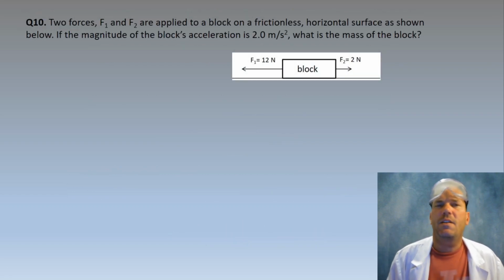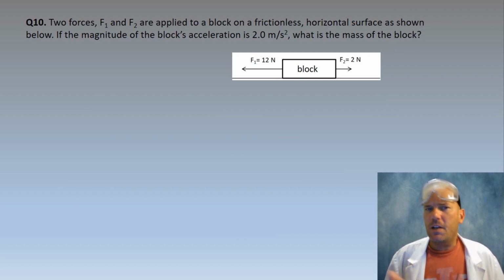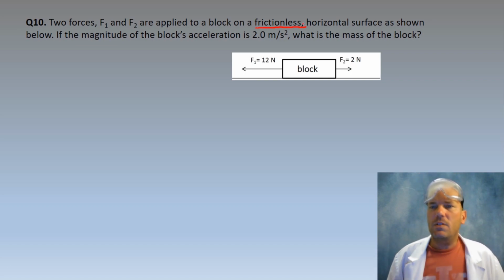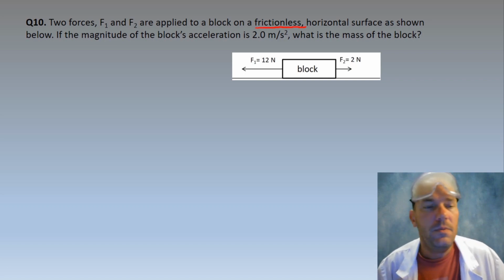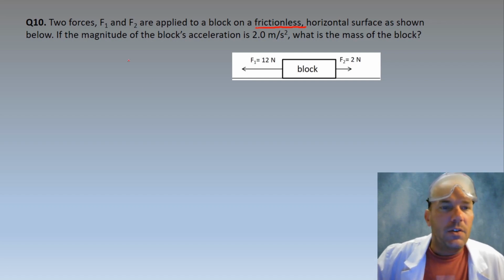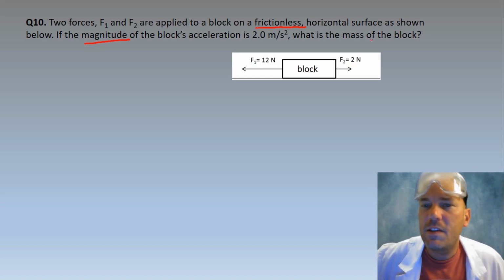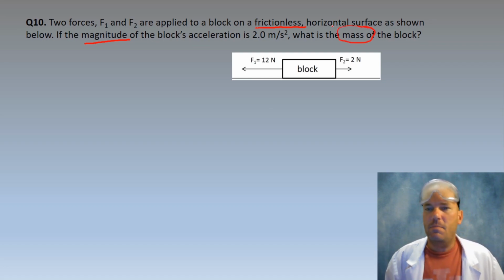In question 10, you have two forces, F1 and F2, applied to a block. It is on a frictionless, I'm going to underline that, horizontal surface as shown below. If the magnitude, I'm going to underline the word magnitude, of the block's acceleration is 2.0 meters per second squared, what is the mass of the block? So we're trying to find the mass of the block here.